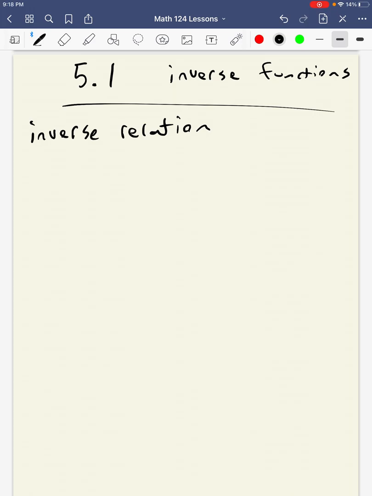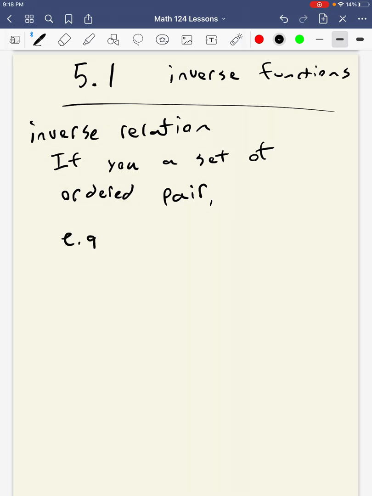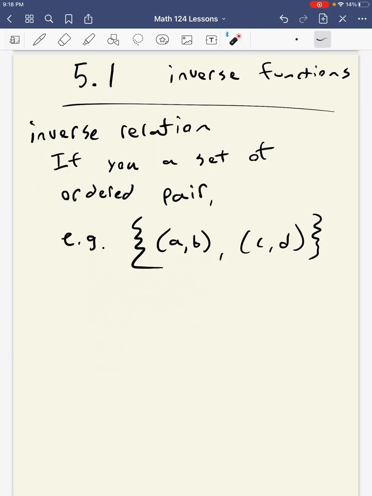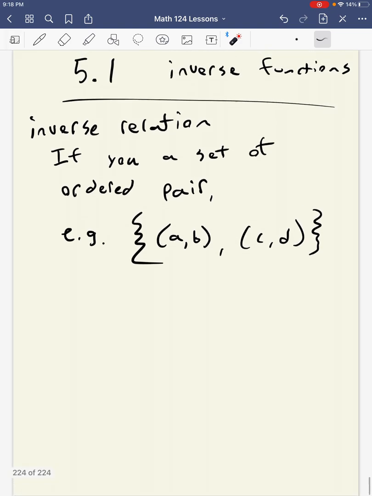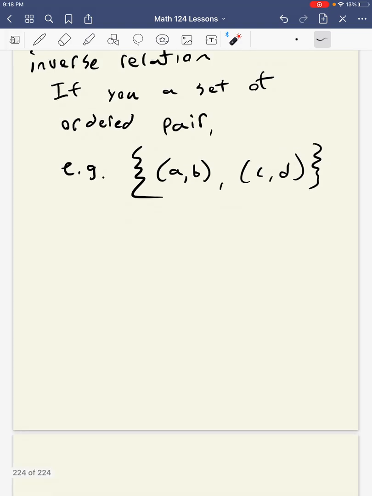Well, say you have a set of ordered pairs, and what is an ordered pair, you may be asking. I will give you a quick example. Say you have some set, and inside you have (A, B), (C, D). An ordered pair is sort of like a point on a plane. You could interpret it like that. So that's an example of a set with two ordered pairs.